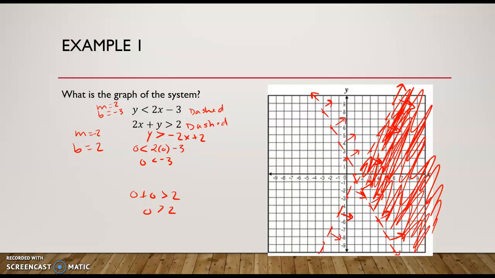So again, I just draw the arrows to know which direction, and then I take what I know about those arrows and I shade in the one side of the line, out of the four options, that is my answer.